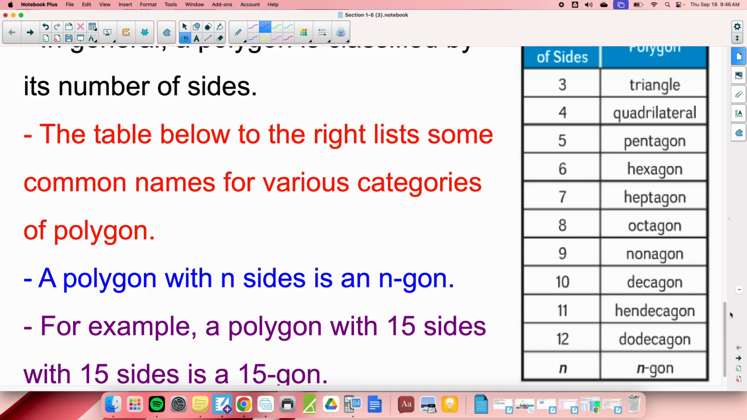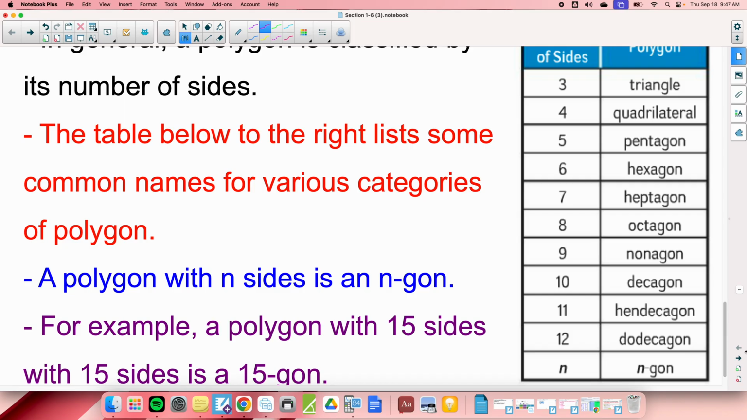It's a hendecagon, okay? 3 sides is triangle. 4, the general term for 4 sides is quadrilateral. 5 sides, I think you all know as pentagon. 6 is hexagon. 7, I'm not sure if you know, but that's a heptagon. 8, I think you know, is an octagon. 9, maybe not, that's a nonagon. 10 is a decagon. 11 is a hendecagon. And 12 is a dodecagon.